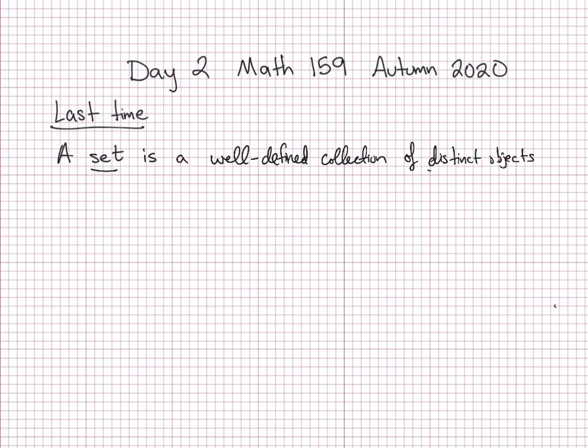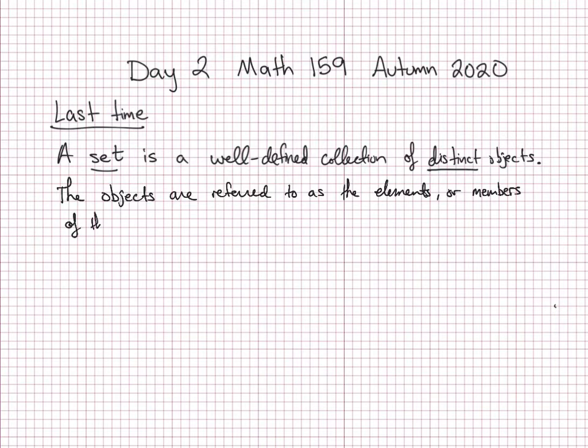Okay, so this was something that I didn't exactly clarify last time. Let me say one sentence first. The objects are referred to as the elements of the set, or sometimes the members of the set. So I think of them as kind of living. This is the object's home.